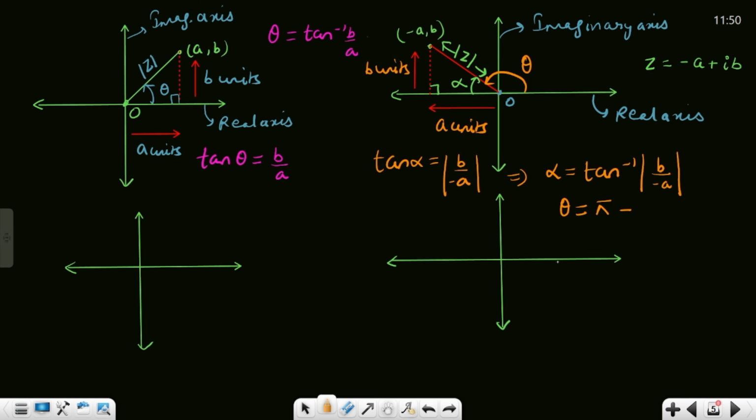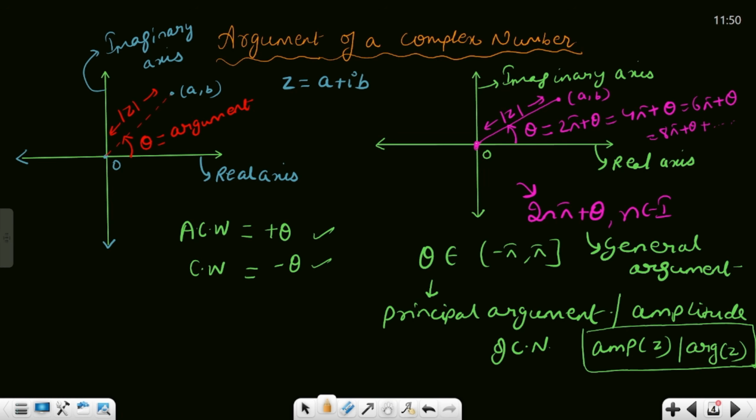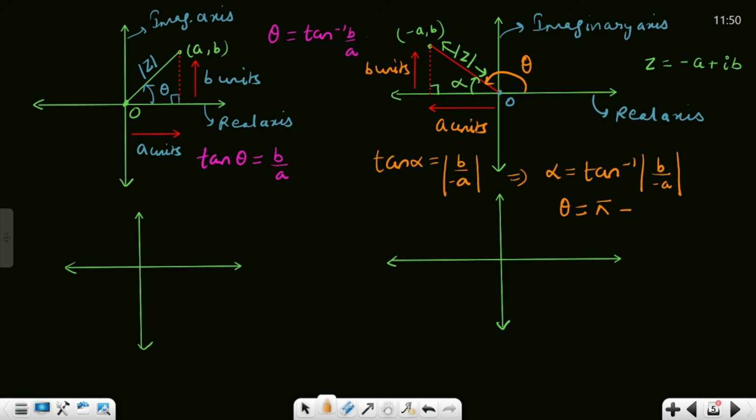It means what? In which direction is it going? It is going in the clockwise direction. In the clockwise direction, we have set our standard convention that if we go clockwise, then we will measure minus. So pi minus alpha. Alpha value is tan inverse under modulus b upon minus a. So this is our theta, or we can say this is our argument if my point lies in the second quadrant. Okay, now moving to our third case.